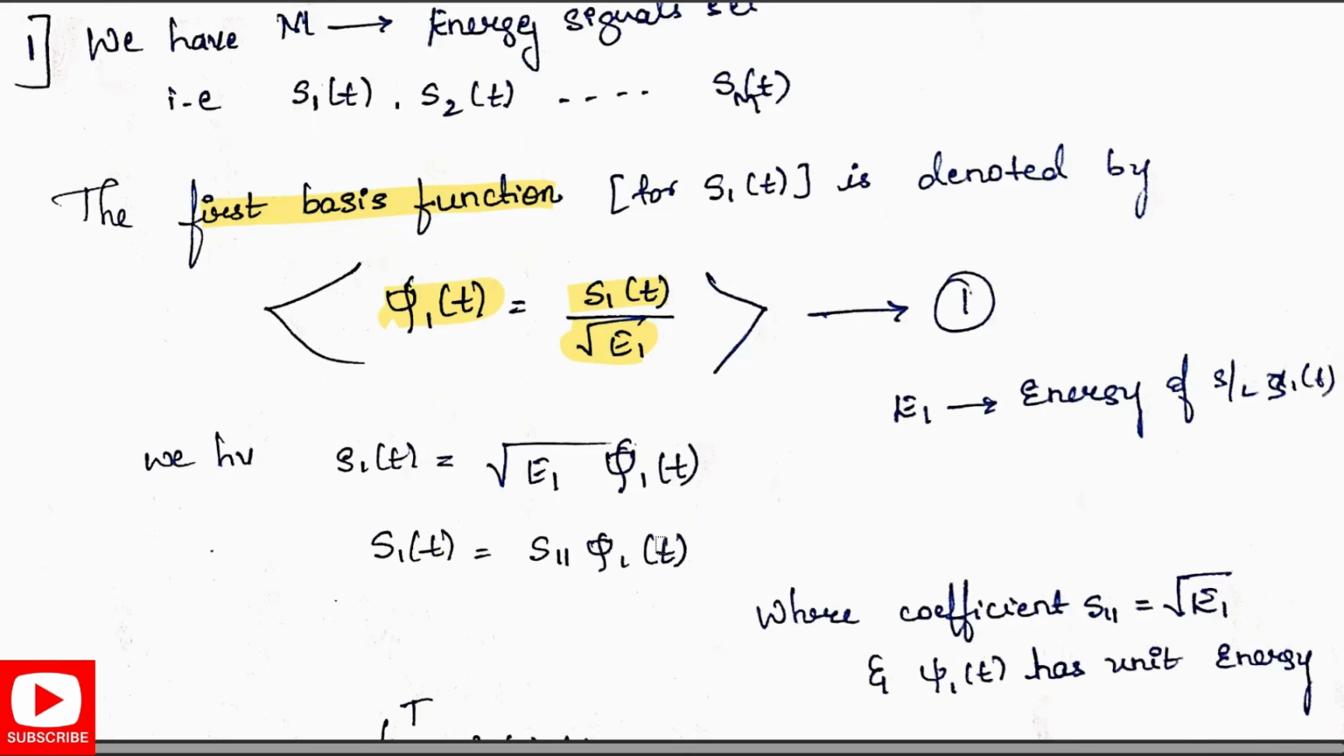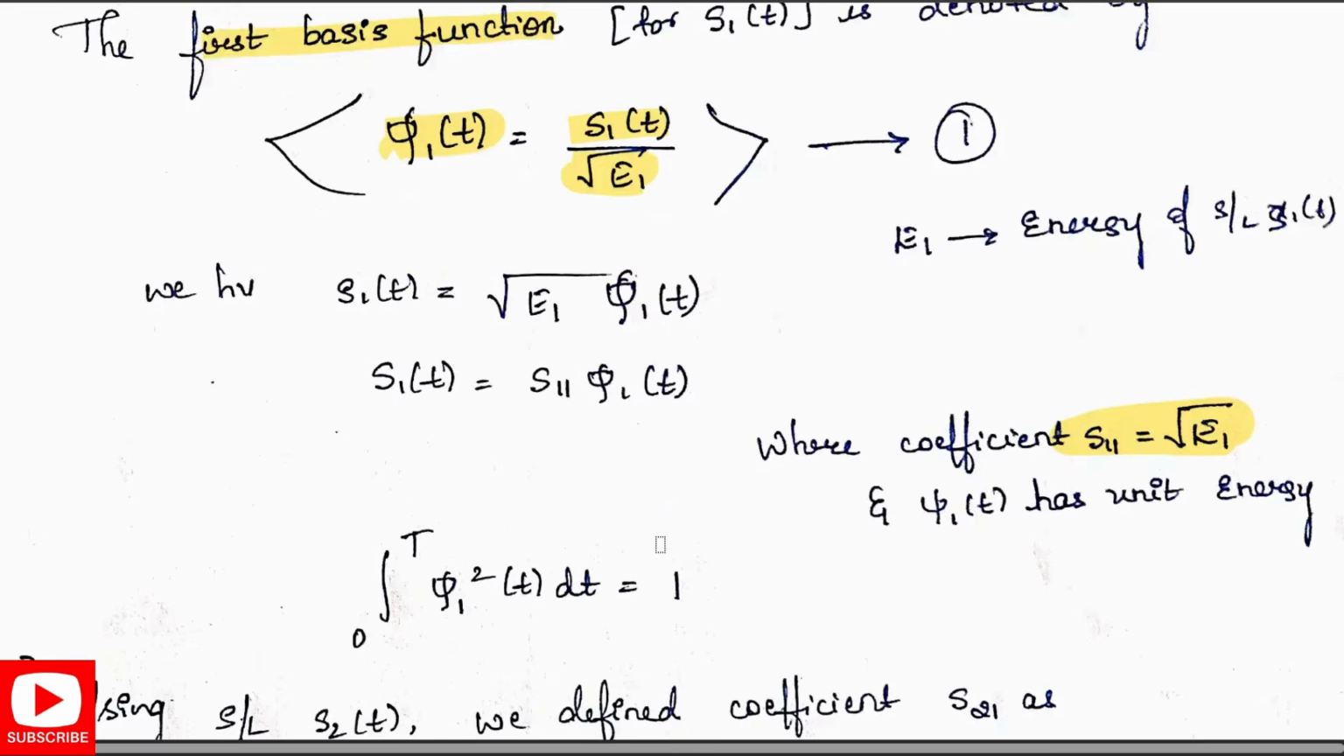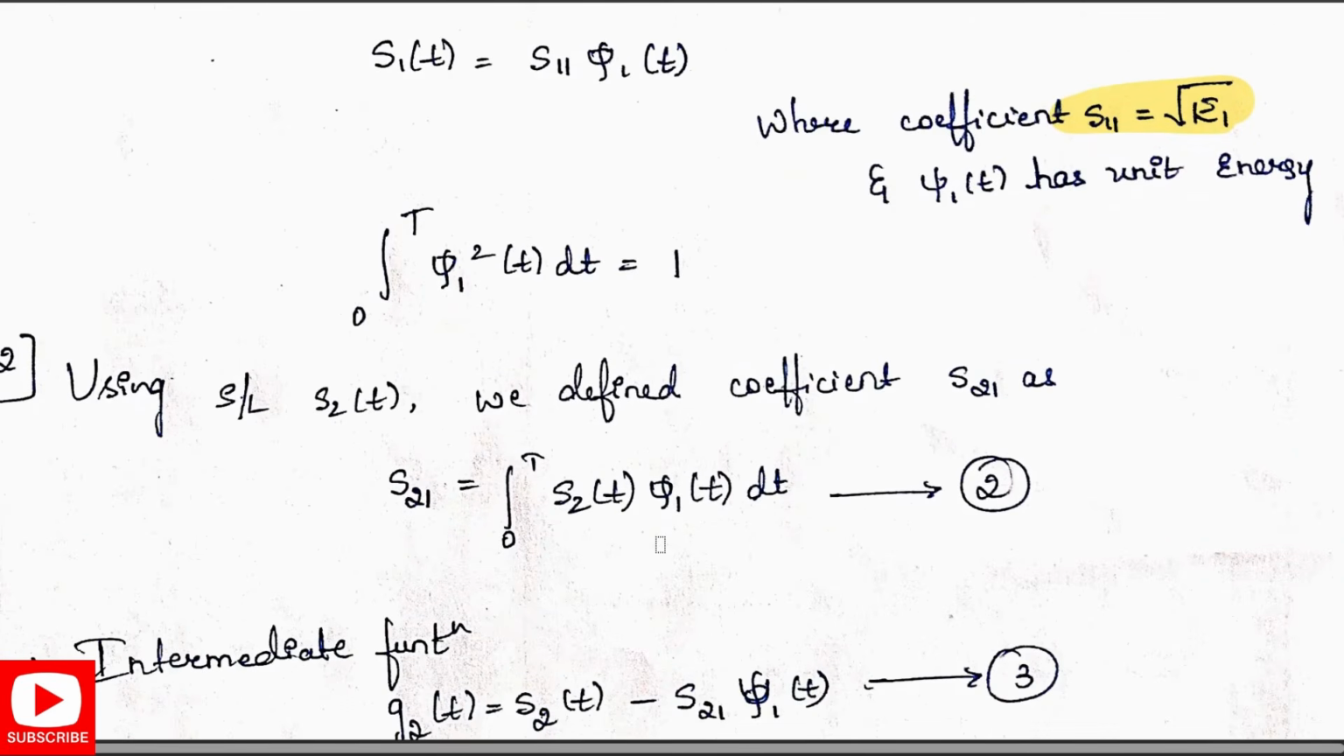Now, how do you write this S1(t)? Cross multiply this: square root of E1 into phi 1(t). And S1(t) is equal to S11 phi 1(t), where our coefficient S11 will be equal to square root of E1, and phi 1(t) has unit energy. So integration from 0 to T of phi 1 square(t) is equal to 1.